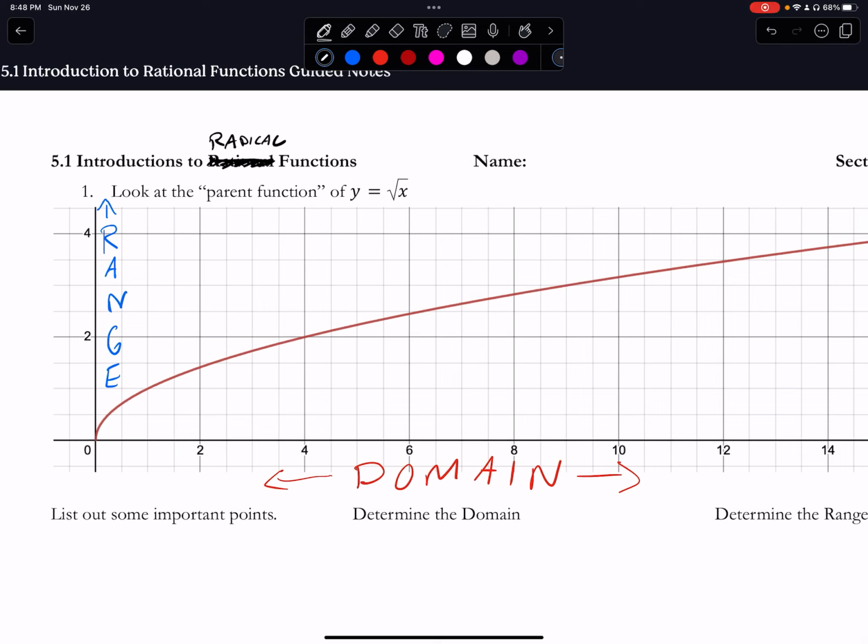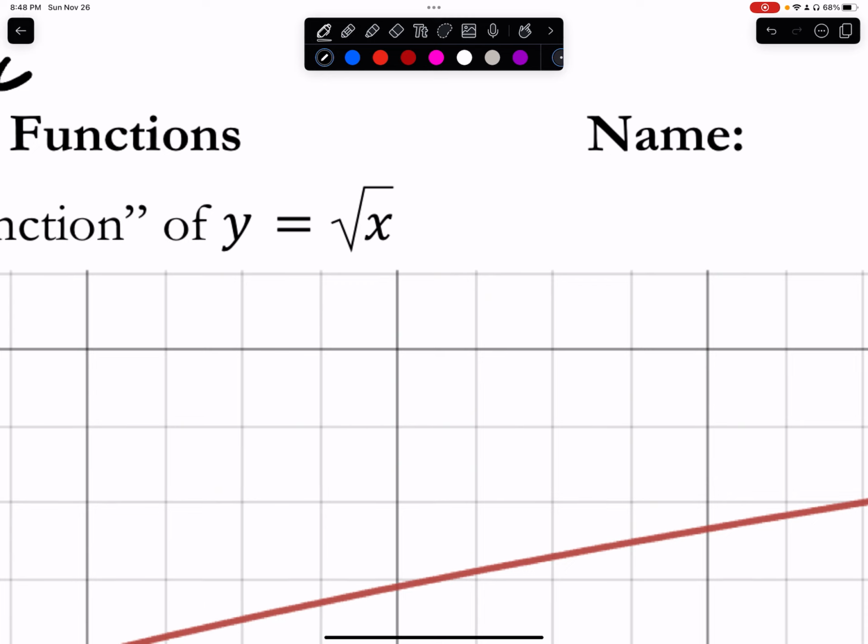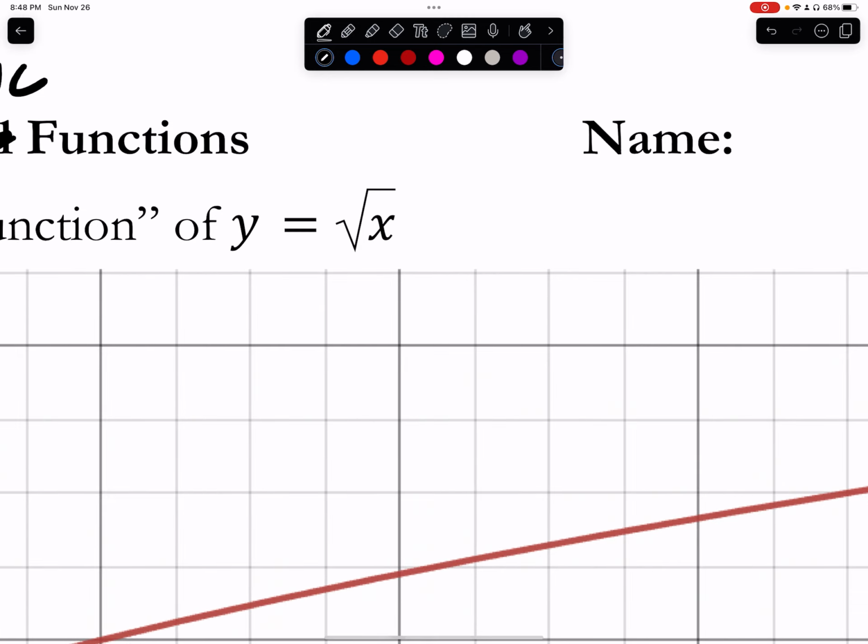Okay, well, welcome to our introduction to radical functions. So we're talking about the parent function. That means there's no shifts or changes. This is the function y equals the square root of x, or radical x, you can say. That's why they're called radical functions. And the graph kind of looks like this little radical figure right here.